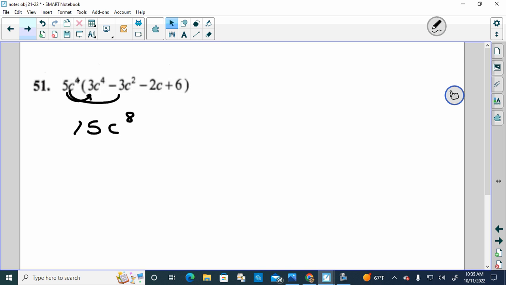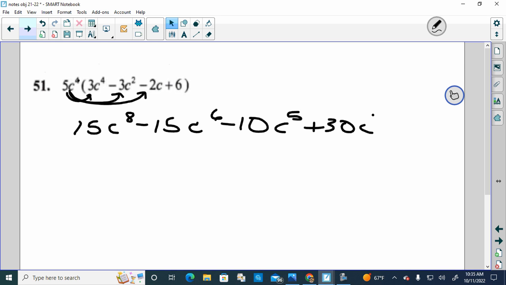Okay, do it again. 5 times negative 3, so negative 15 c to the 6. Okay, do it again, so that'd be a negative 10 c to the 5th. Okay, and then my last one. 30 c to the 4th. Okay, and then just double check.